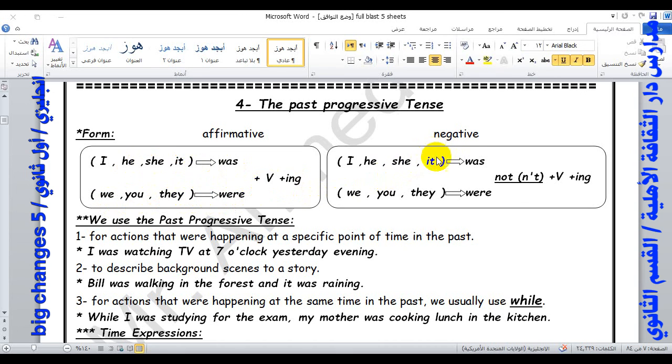But in the negative form also we have was or were followed by not, either in the long form or in the short form, followed by a gerund or verb ing. Was comes with I, he, she, it. Were comes with we, you, they.